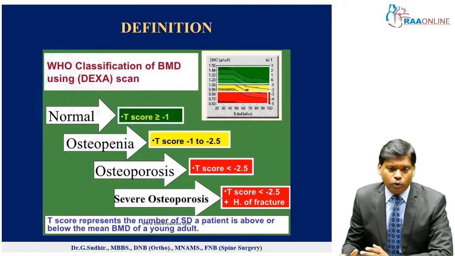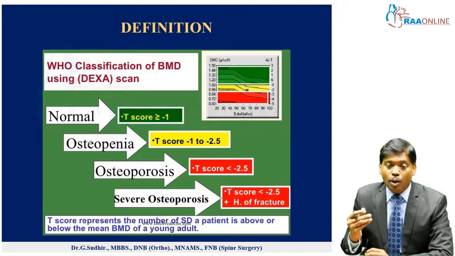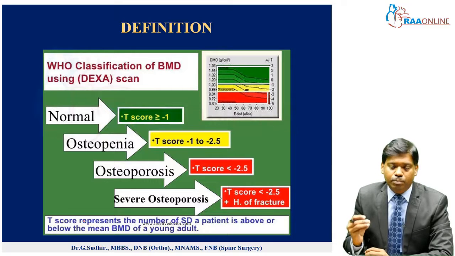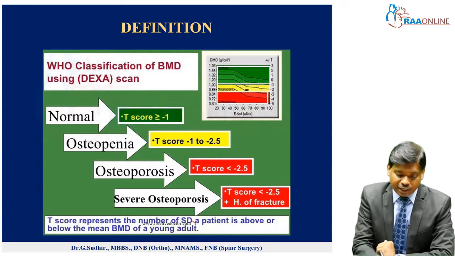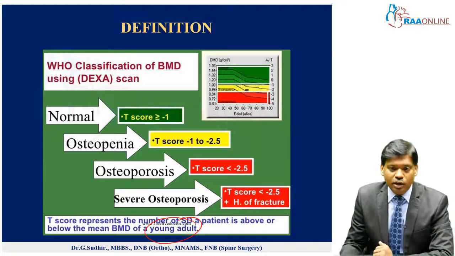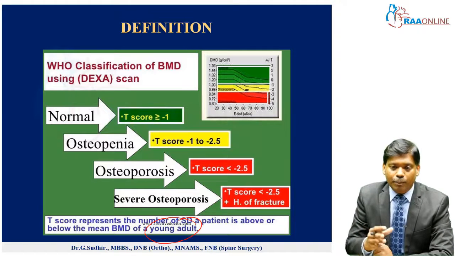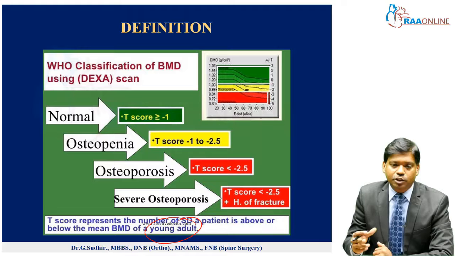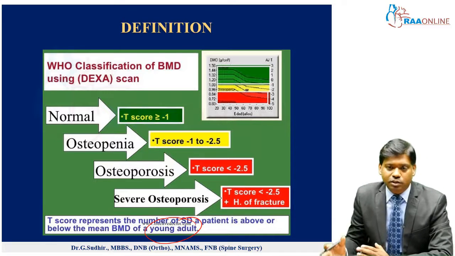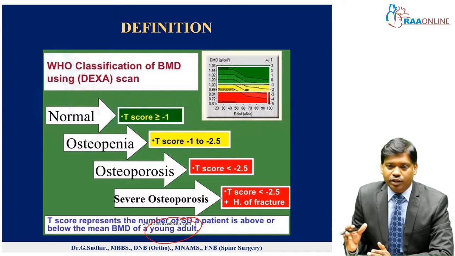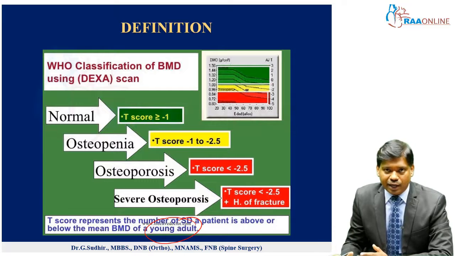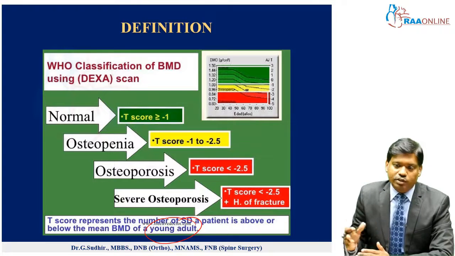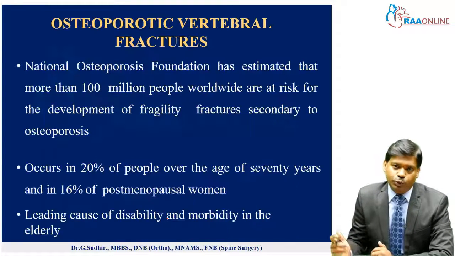And what is T-score? T-score represents the number of standard deviations a patient is above or below the mean BMD of a young adult. And what is Z-score? Instead of a young adult, if you compare with age-matched individuals, that is called Z-score. So that is the basic difference. T-score is when it is compared with a young adult, and Z-score is when it is compared with an age-matched individual.